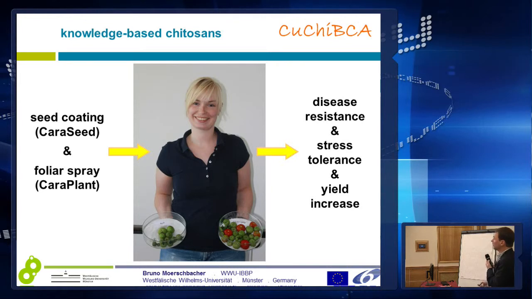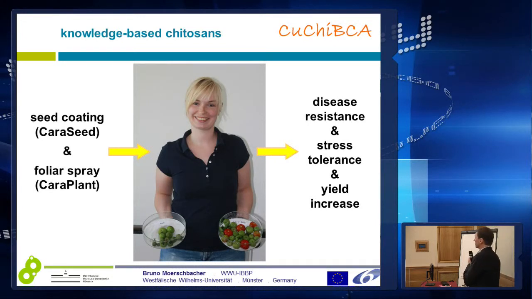And we could show that a combination of 2 different, very specific chitosans, one used for seed coating and one used as a foliar spray, can have tremendous effects on crop plants, here on tomatoes, where we can induce disease resistance, we can induce stress tolerance. That was an unexpected side result.